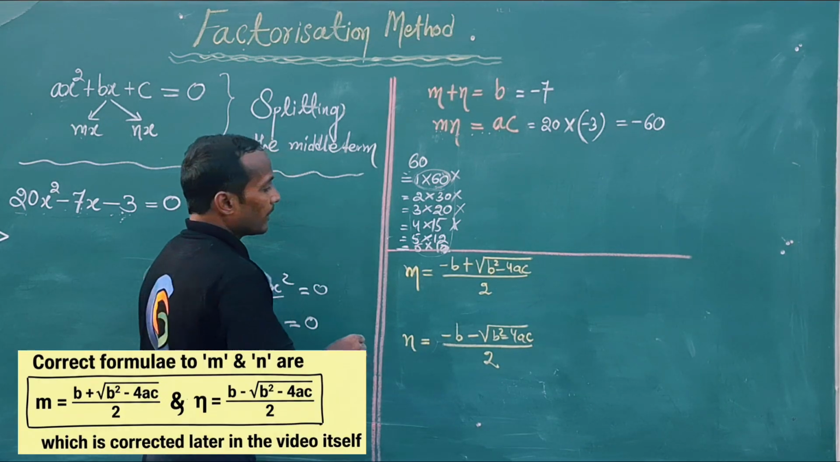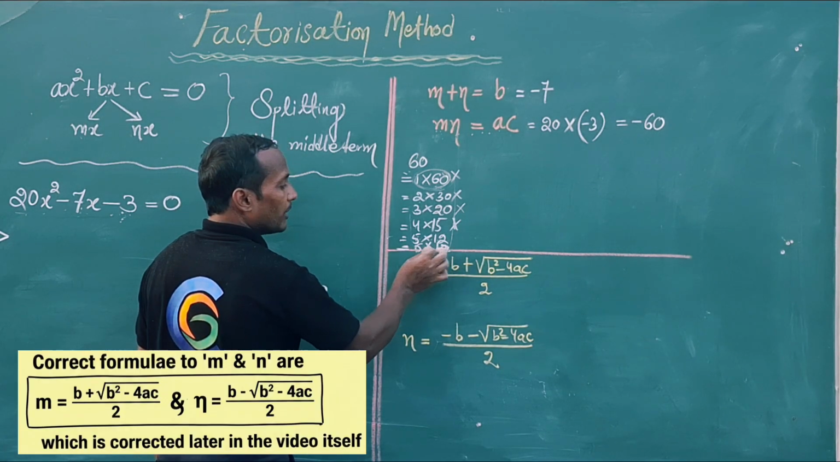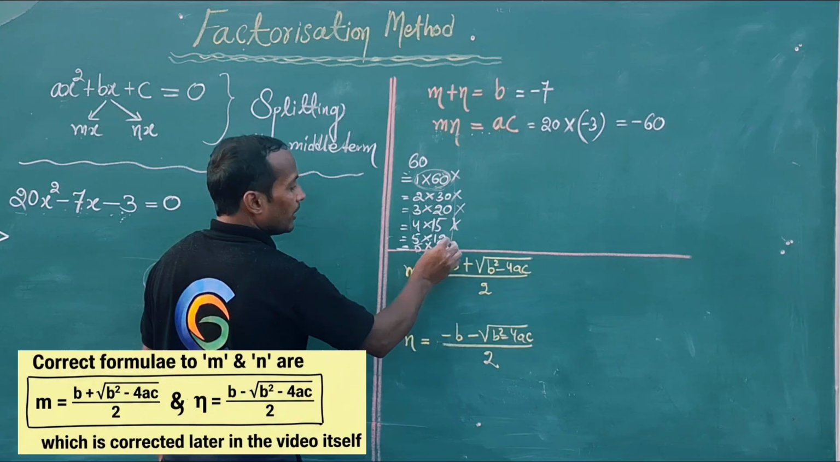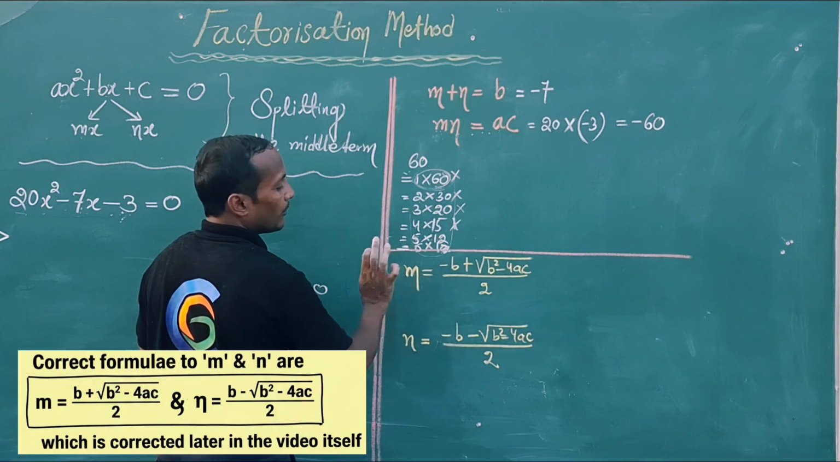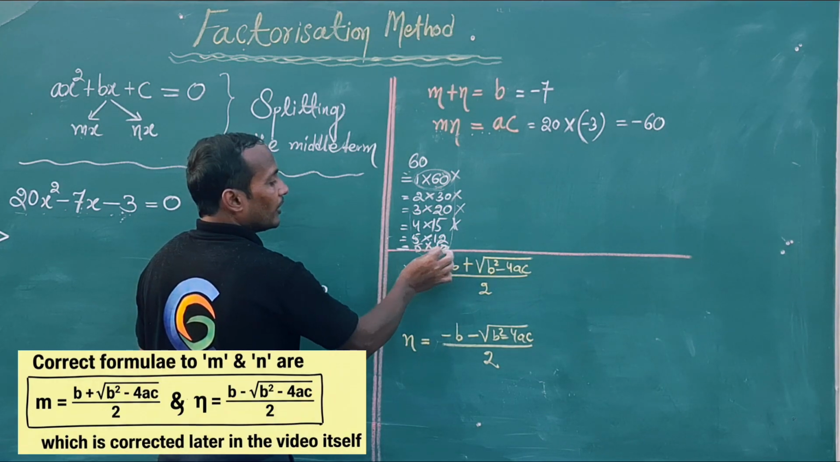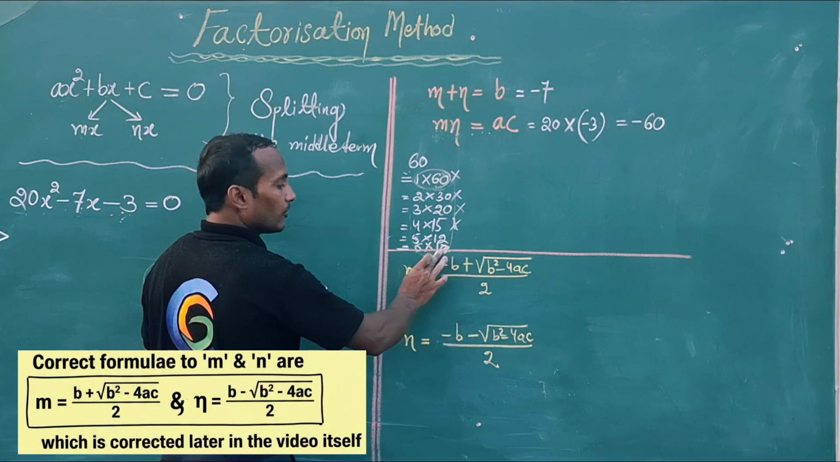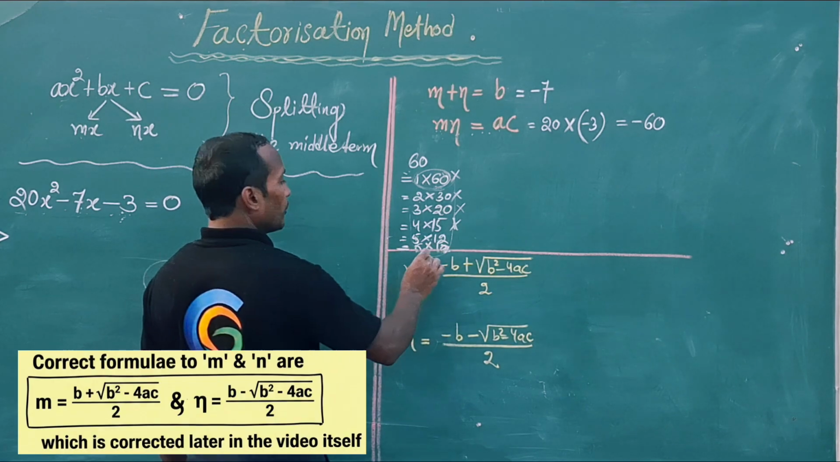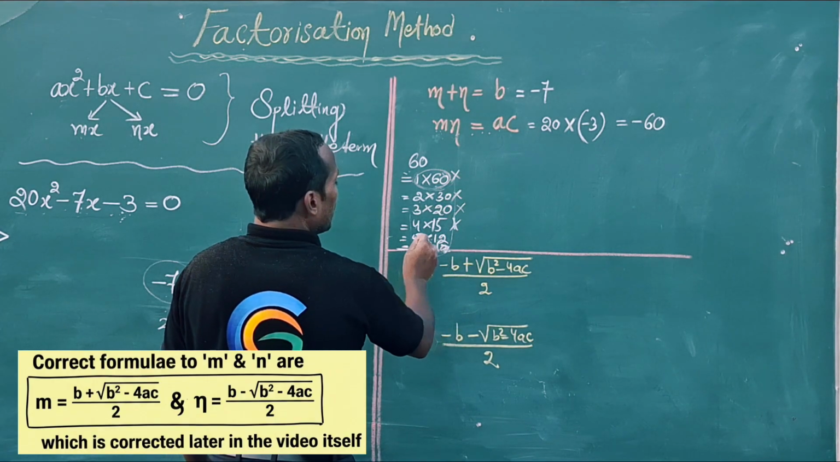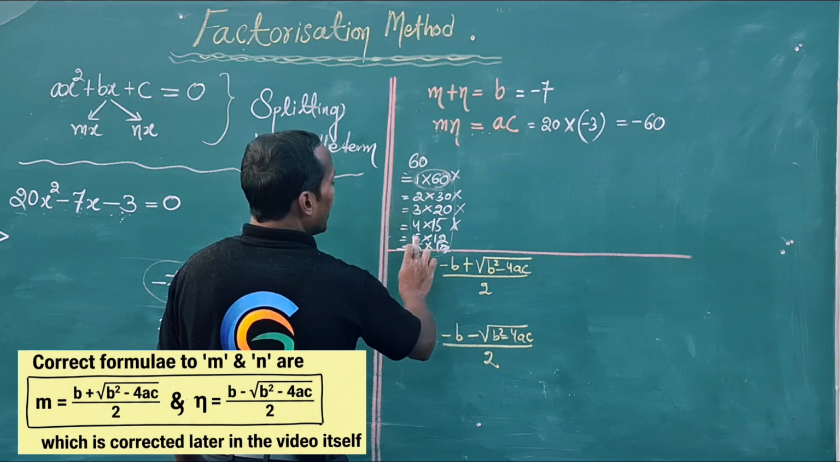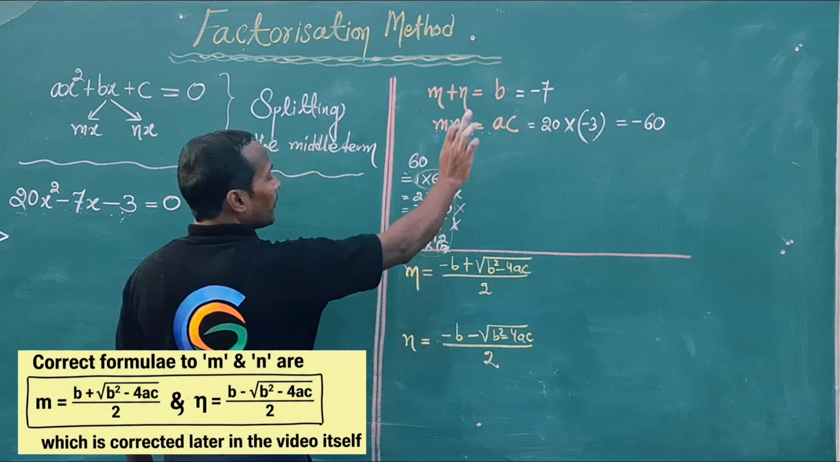All right. 6 and 10, this is the last pair. If you take this, you will not get 7. 6 plus 10 is 16, 10 minus 6 is 4. So you are not going to get 7. Forget it, you have already got 5 and 12. Now 5 into 12 gives you 60, and the difference of 5 and 12 is 7.